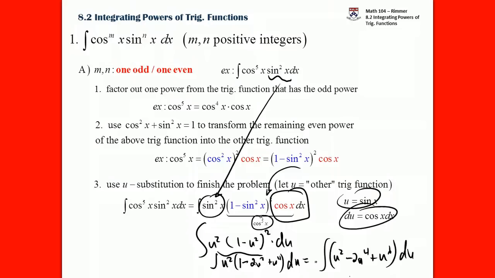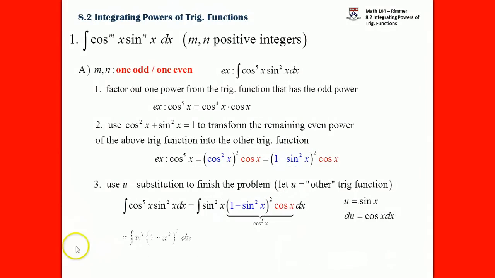But that's the idea. Okay, attack the odd, peel off 1, leave yourself with an even. Trade the even powers in using sine squared plus cosine squared is 1. Trade it in for the other one. Let u be the other one, and you'll be sure to have a polynomial in u to integrate. Integrate polynomials all day long.